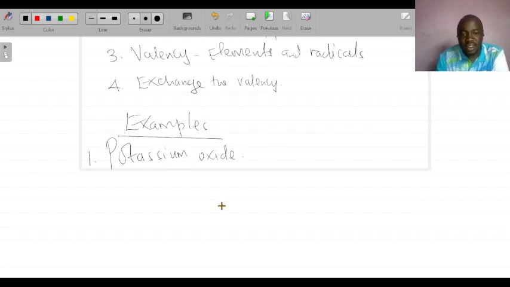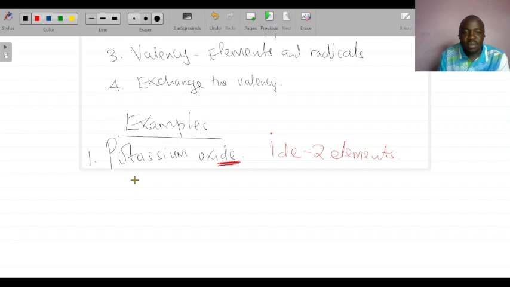What I encourage my students is, whenever you are given a compound, focus on the name and look at the ending. In our case, we can see that the name ends with "ide". This communicates that the compound is made up of two elements. So the question now is, which are these two elements that are making our compound? We go to the name. One of them is potassium.